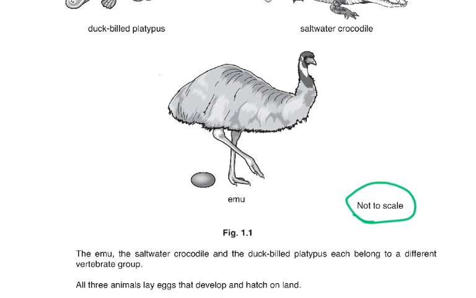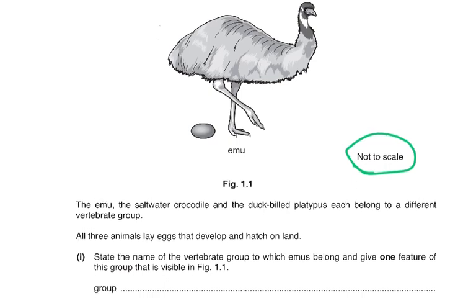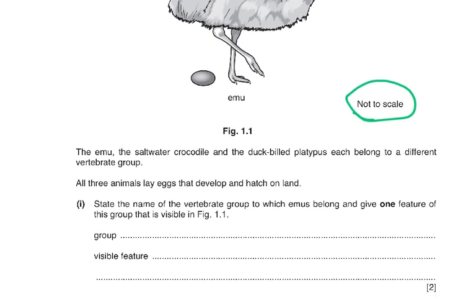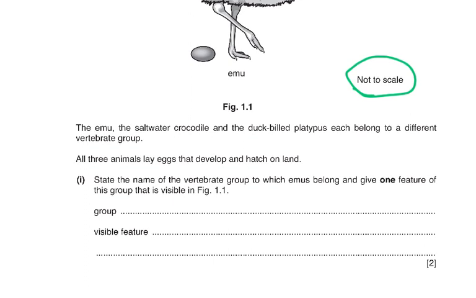And then it says the emu, the saltwater crocodile, and the duck-billed platypus each belong to a different vertebrate group. All three animals lay eggs that develop and hatch on land. State the name of the vertebrate group to which emus belong and give one feature of the group that is visible.